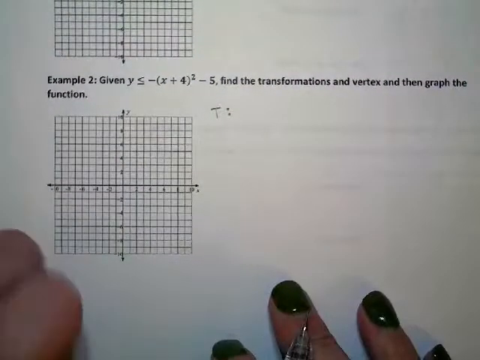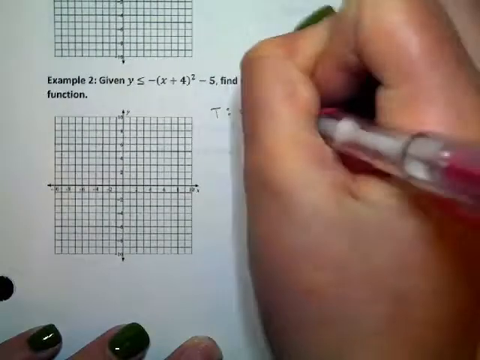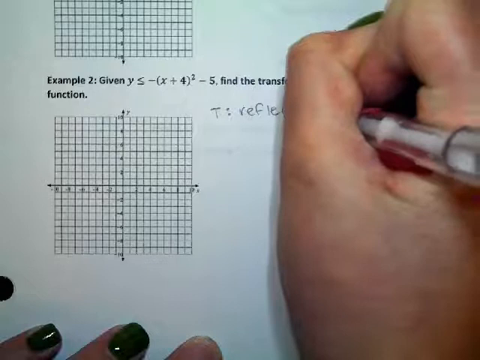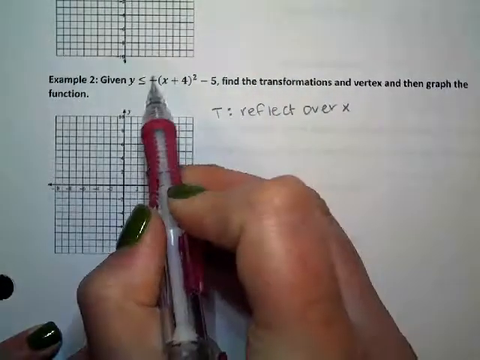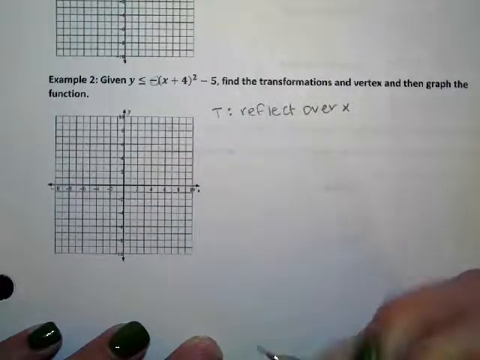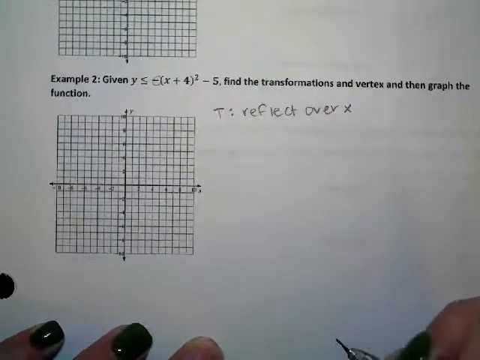Okay, the negative in the front tells us that it's been reflected over the x-axis. So that's the negative in the front, reflected over the x-axis. All right, what else?